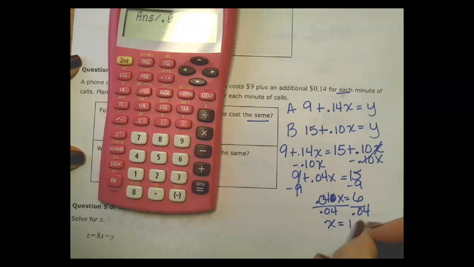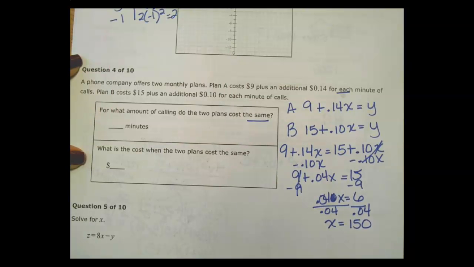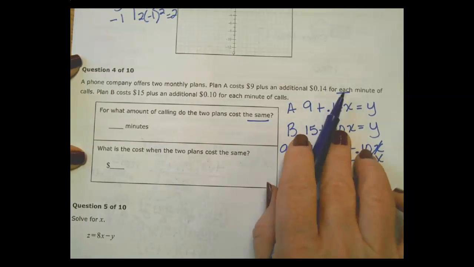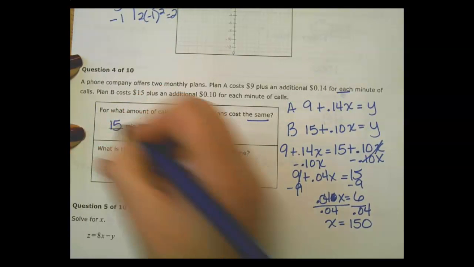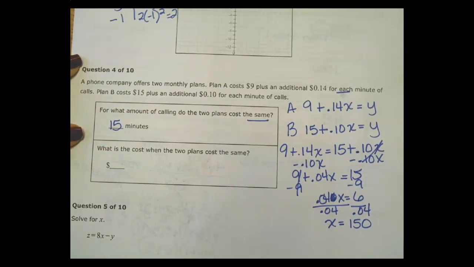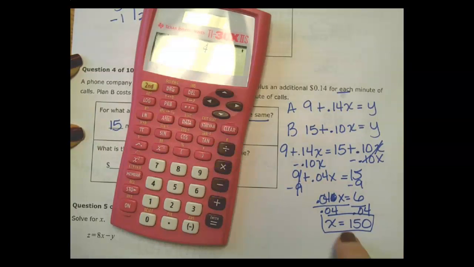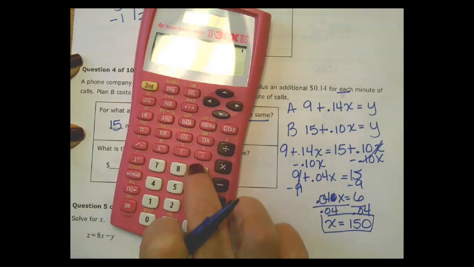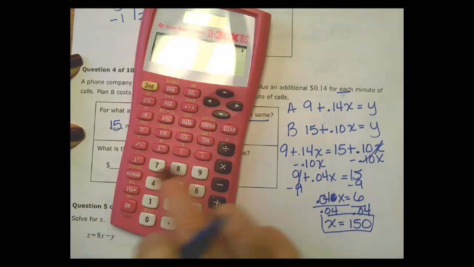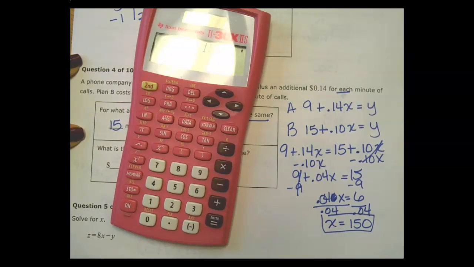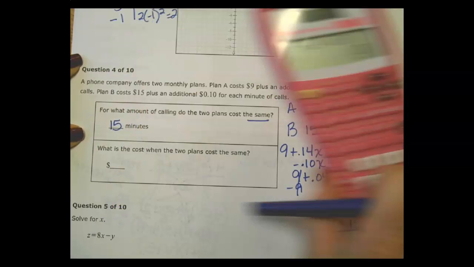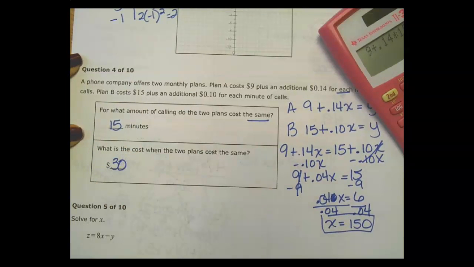So x equals 150. Okay, so now that I have my x value, and my x value is my minutes, my y value is the cost. So now I'm going to take this and punch it into one of my equations. It doesn't matter. So x is the number of minutes. So I'm going to say 9 plus 0.14 times 150 minutes. And how much does that equal? $30. And there's my answer.